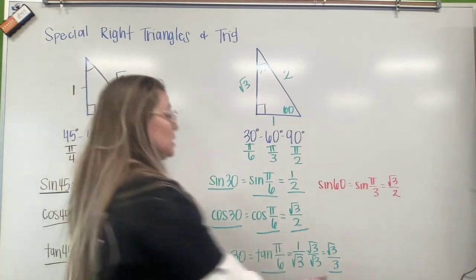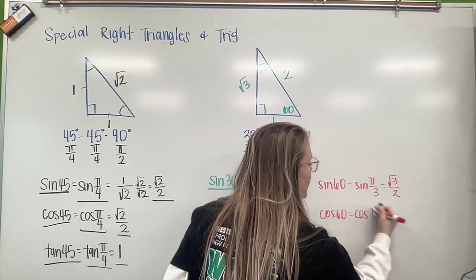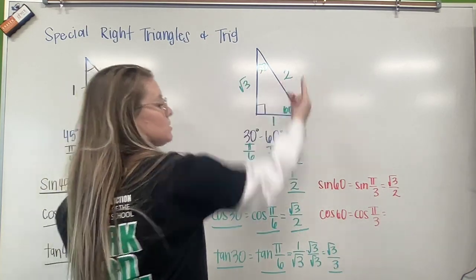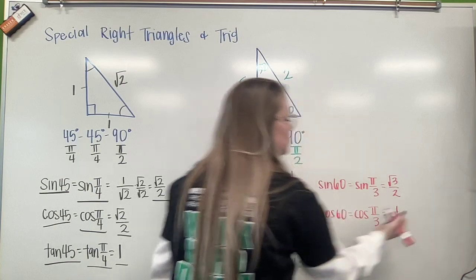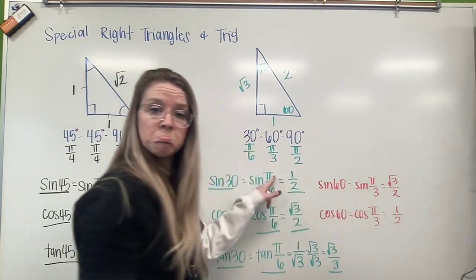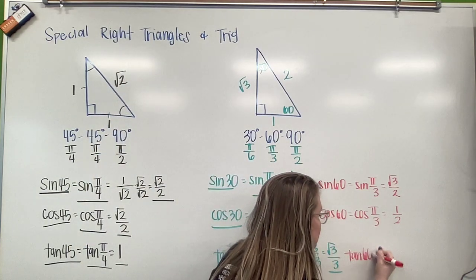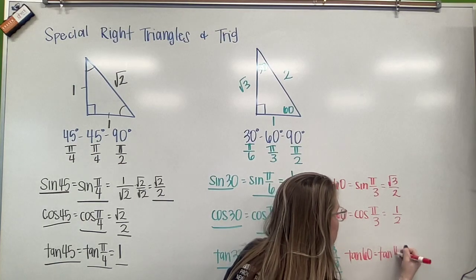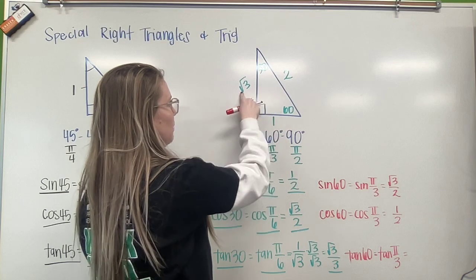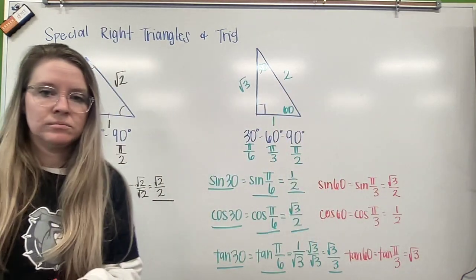Interesting. Okay, then we have the cosine of 60, which is the cosine of pi over 3. So that's adjacent over hypotenuse, so that's 1/2. And if we notice that here, cool. And the tangent of 60, which is equal to the tangent of pi over 3. So that's opposite over adjacent, so that is root 3.